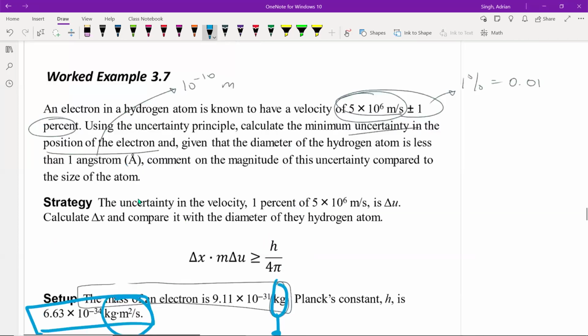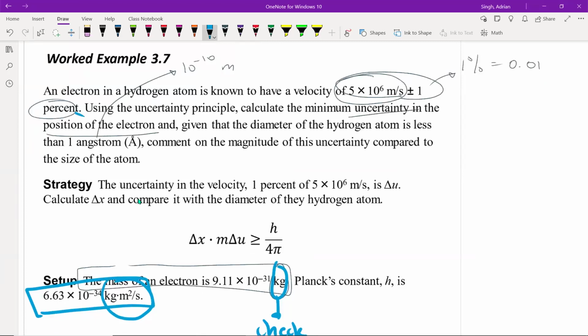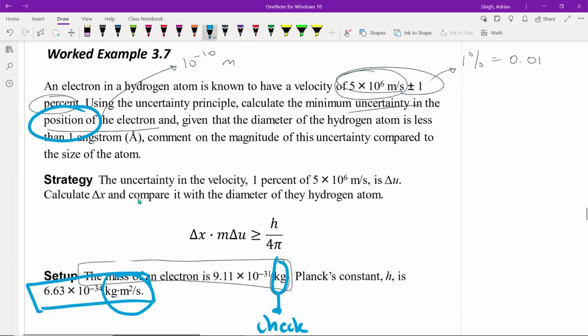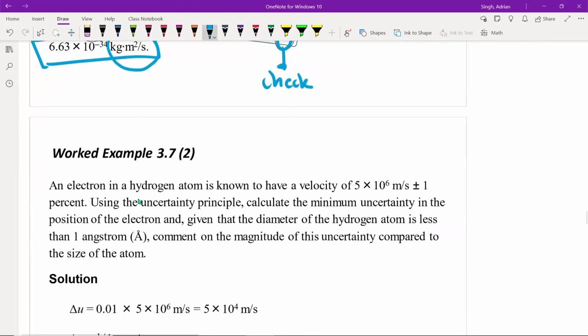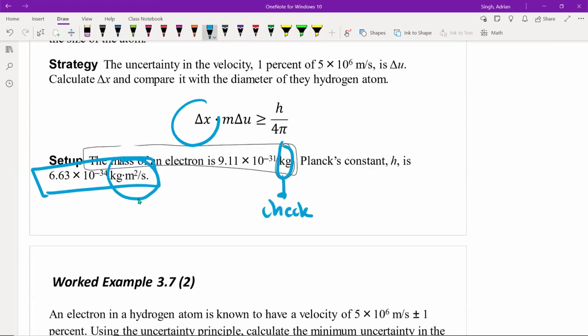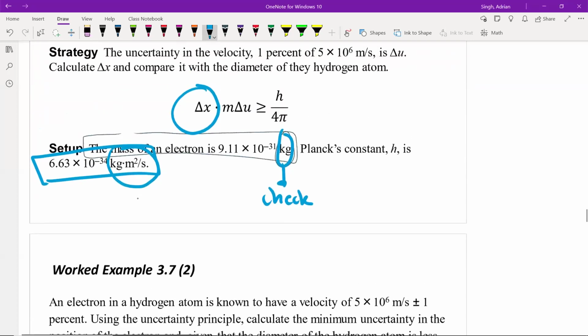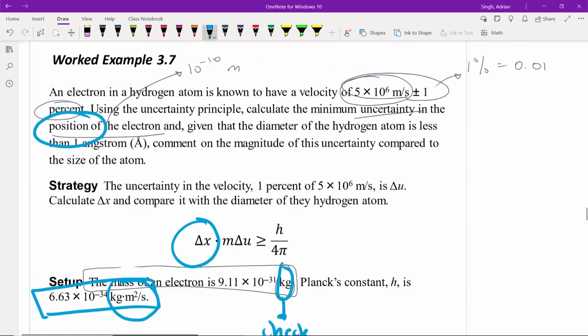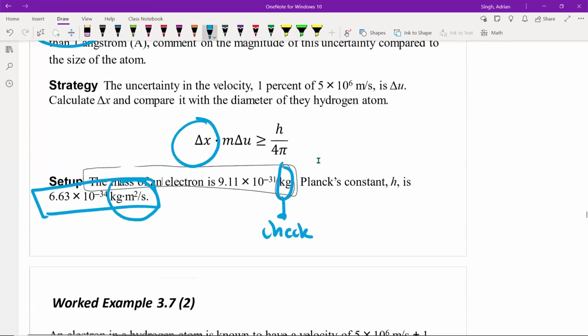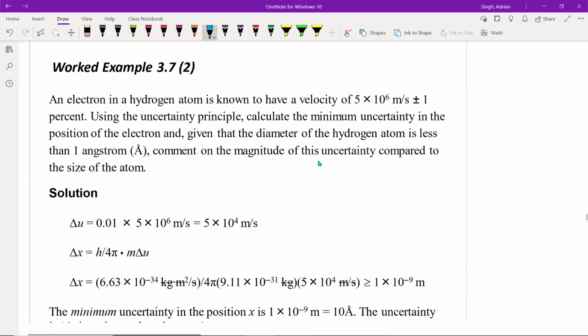All right, so what are we looking for? We're looking for the uncertainty in the position of the electron. And the position there is delta x. So we're trying to find this thing. We can substitute everything else into that equation. Our uncertainty in the speed, right, is 1% of the velocity, 5 times 10 to the 6. So you multiply the 1%. That's 1% of u. So that's 5 times 10 to the 4 meters per second.